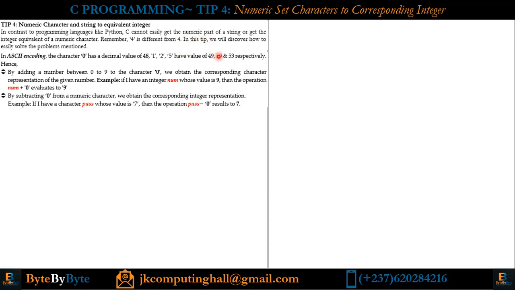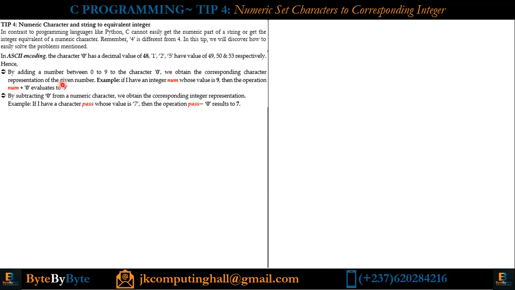'5' is 53 respectively. Hence, by adding a number between 0 and 9 to the character '0', we obtain the corresponding character representation of the given number. Example, if I have an integer num whose value is 9, then the operation num plus '0' evaluates to the character '9'. So dear students, for you to obtain the numeric character equivalent of an integer, you simply have to add it to that particular '0'.